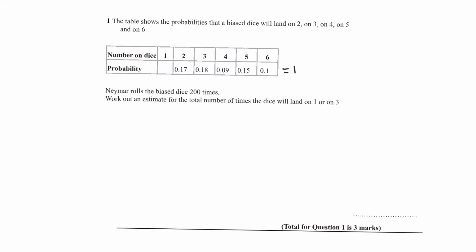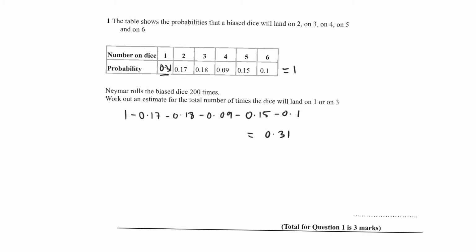So remember that total probability adds up to 1. So to work out the missing one, you have to do 1 take away the 0.17, take away the 0.18, the 0.09, the 0.15, and take away the 0.1. That'll leave you with an answer of 0.31. So now we know the probability of it landing on a 1.